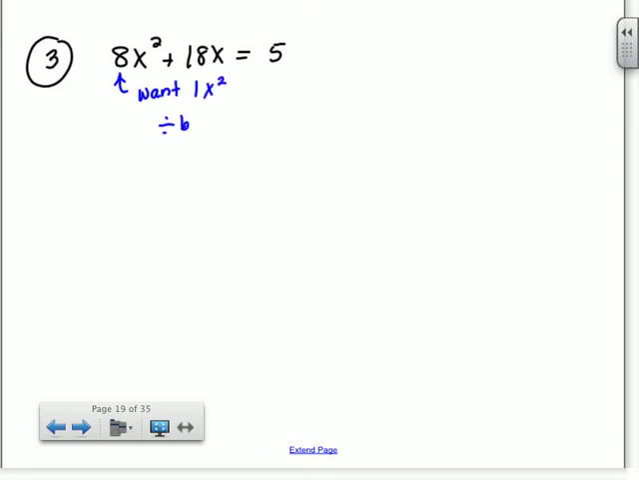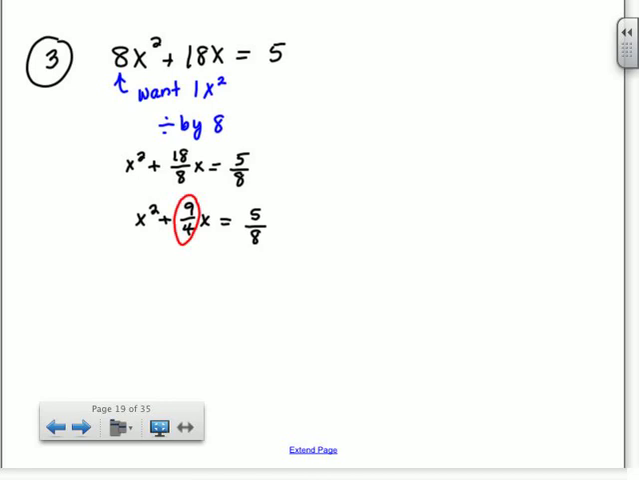So I'm going to divide by 8 everywhere. When I divide by 8, I get x squared plus 18 over 8x equals 5 over 8. 18 over 8 reduces, they're both even numbers, so that's 9 over 4. So I have x squared plus 9 over 4x equals 5 over 8. Now it's in that nice form for us, the x squared and x.